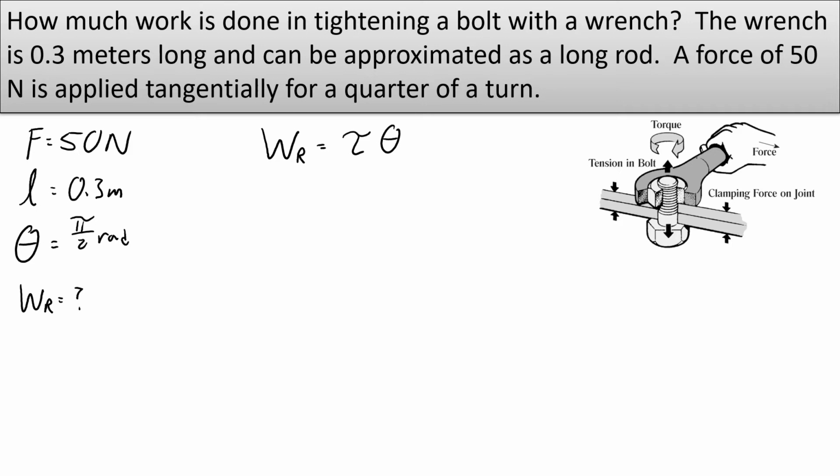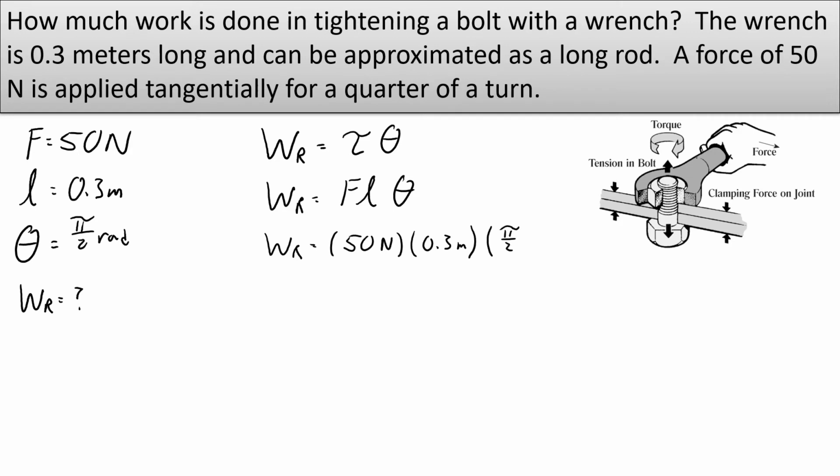So the rotational work is equal to, well, we know a formula for the torque. It's the force times the lever arm. So that's for the torque. Don't forget to multiply by the angular displacement as well. So we'll use this formula. We'll plug in 50 newtons. The lever arm is the length of the wrench, 0.3 meters. And we have pi over 2 radians.